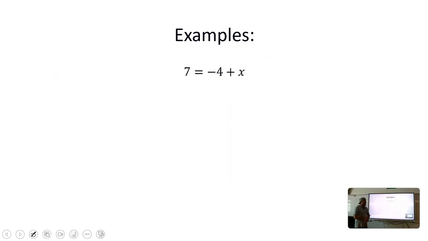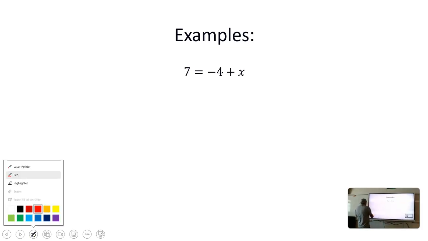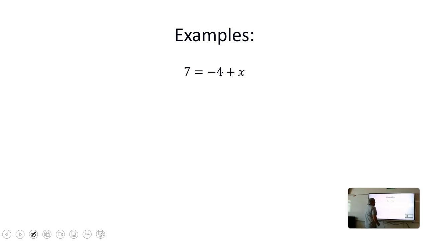Okay, now this one is a little bit different than what we've looked at so far. Notice this one, we have -4 plus x. So some people get thrown off and they see this plus, so they think we have to subtract. But that's not true. We're paying attention to what's happening to this number right here. So here, this is called a constant. This is a -4, and we want it to disappear because we want x to be isolated. We want x to be by itself.